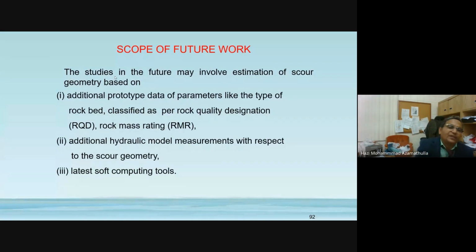In case anyone wants to do this, you need to collect rock quality designation data and rock mass rating. Once you all have taken an engineering geology course, right? Maybe you are a geologist. Okay, latest soft computing.